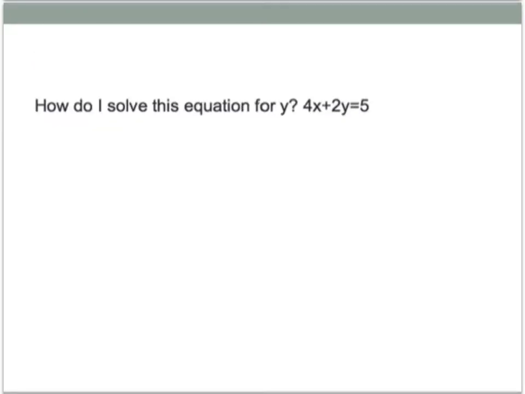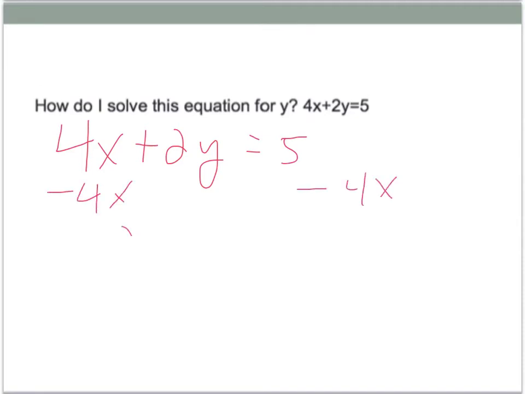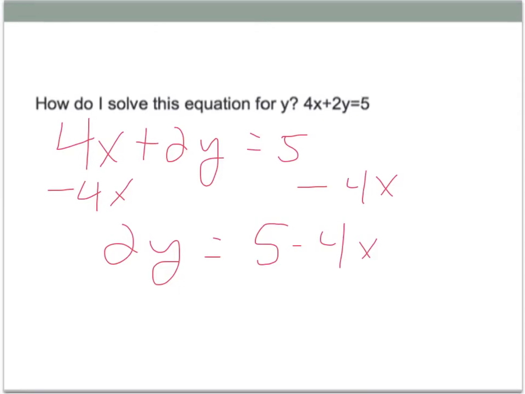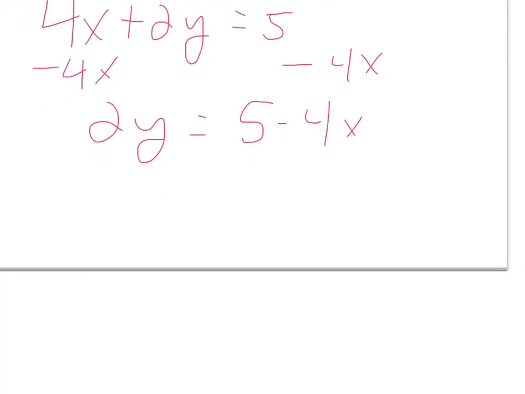Real quick for this one, how do I solve an equation for y? In this case, you want to treat the y as if it needs to be alone. So we have 4x plus 2y equals 5. What I want to do is subtract 4x. And so now I have 2y equals 5 minus 4x. I'm going to set it up as 2y equals negative 4x plus 5.